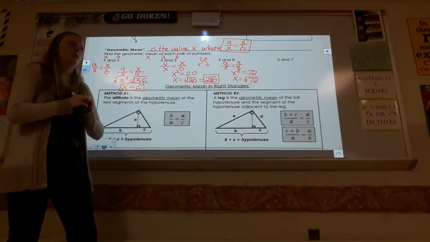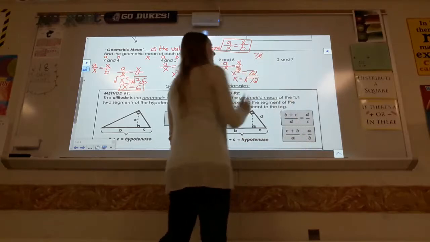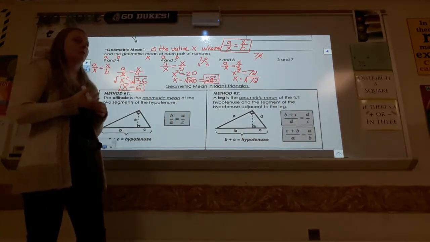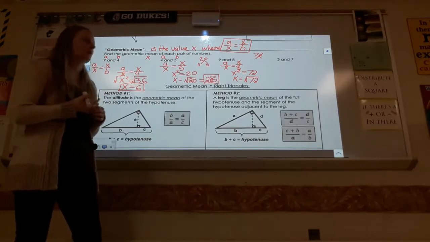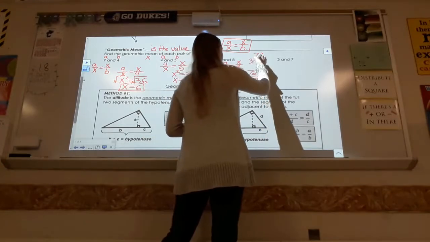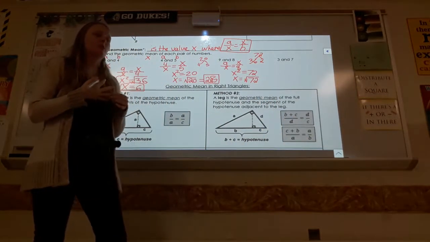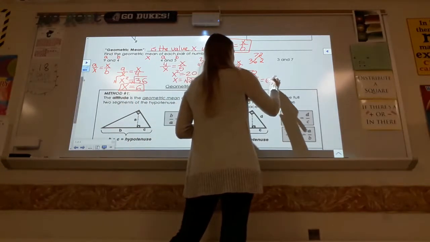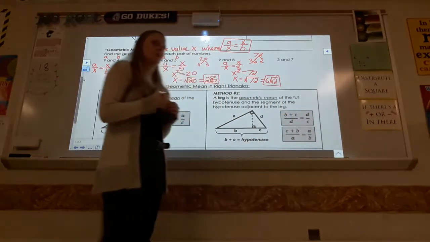So what do you guys think? 36 times what? 2. Okay. So whatever the perfect square is, you need to take the square root of that, so it's the square root of 36. Alright, so 6 comes on the outside, but 2 stays on the inside. So the answer would be 6 square root of 2.